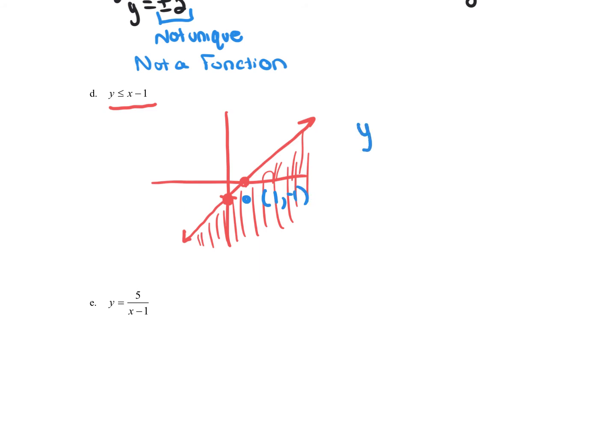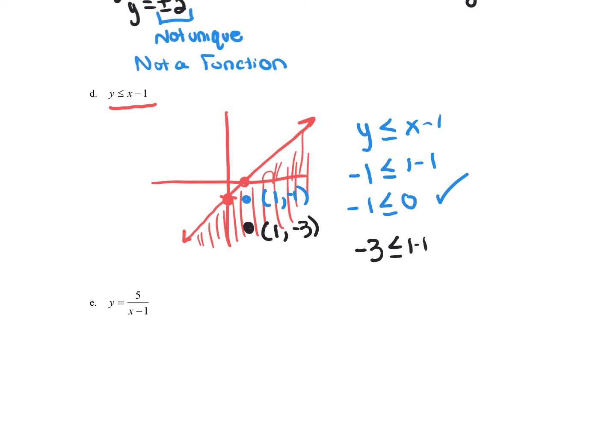And then I have y is less than or equal to x minus 1. Negative 1 was my y value, less than or equal to 1 minus 1. Negative 1 is less than or equal to 0. That's true. That's a true statement. I can pick another dot, maybe another dot down here. It has the same x value of 1, but maybe now it's down 3. And that's also going to work out to a true statement. Negative 3 is less than or equal to 1 minus 1. But now what's happened is I've made my x value repeat. And so because my x value repeats, it is not a function.